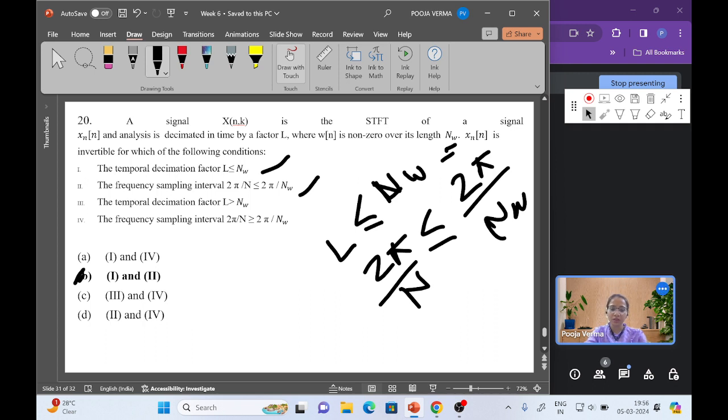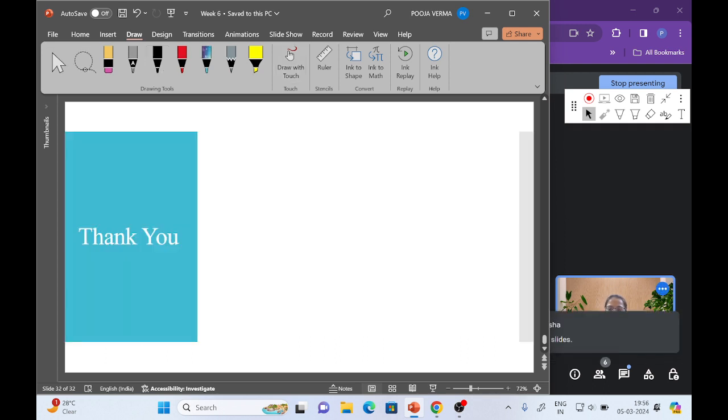Okay, have you got this? I think this is a theoretical question. In the slide it is already given that the temporal decimation factor must be less than or equal to the length of the window function, and the frequency sampling interval 2 pi by N must be less than or equal to 2 pi by N_W. Okay, so these are the questions for this week.